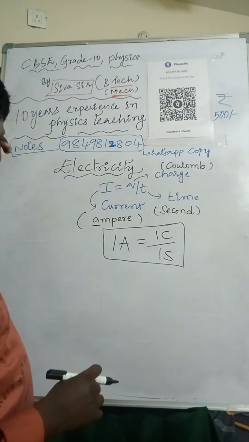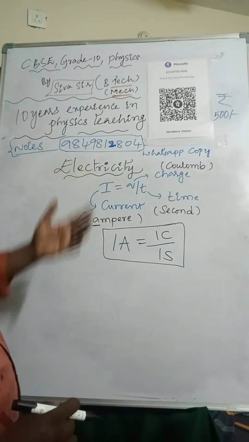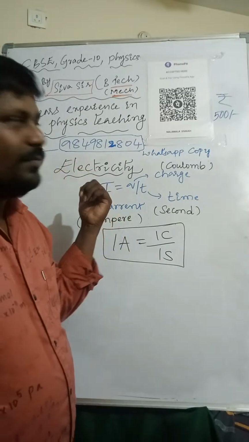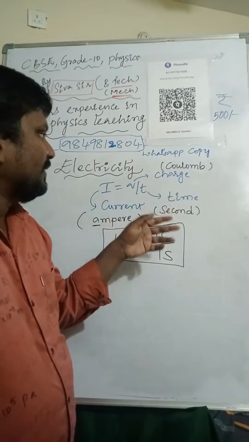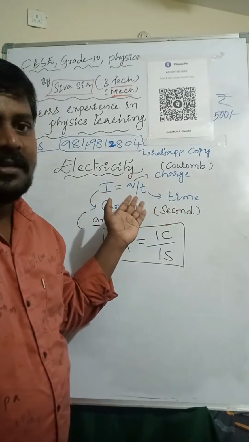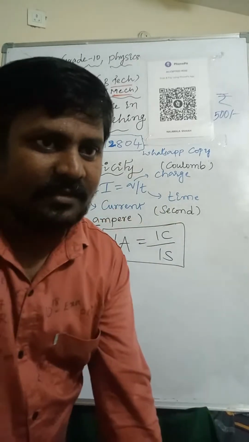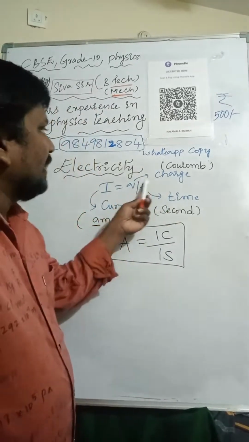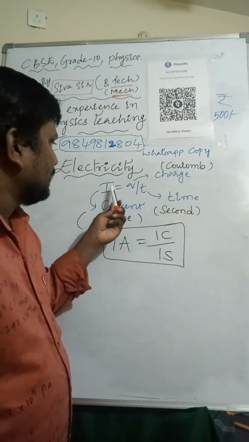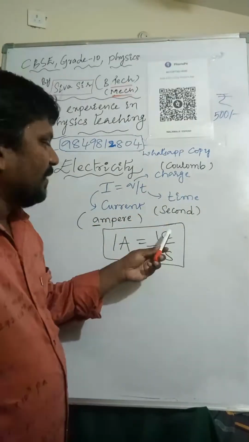Okay, that's enough. Now electricity: the rate of flow of charge is nothing but electric current. So I equals Q by T. What is the SI unit of charge? Coulomb. The SI unit of charge is coulomb, the SI unit of current is ampere, and the SI unit of time is second.